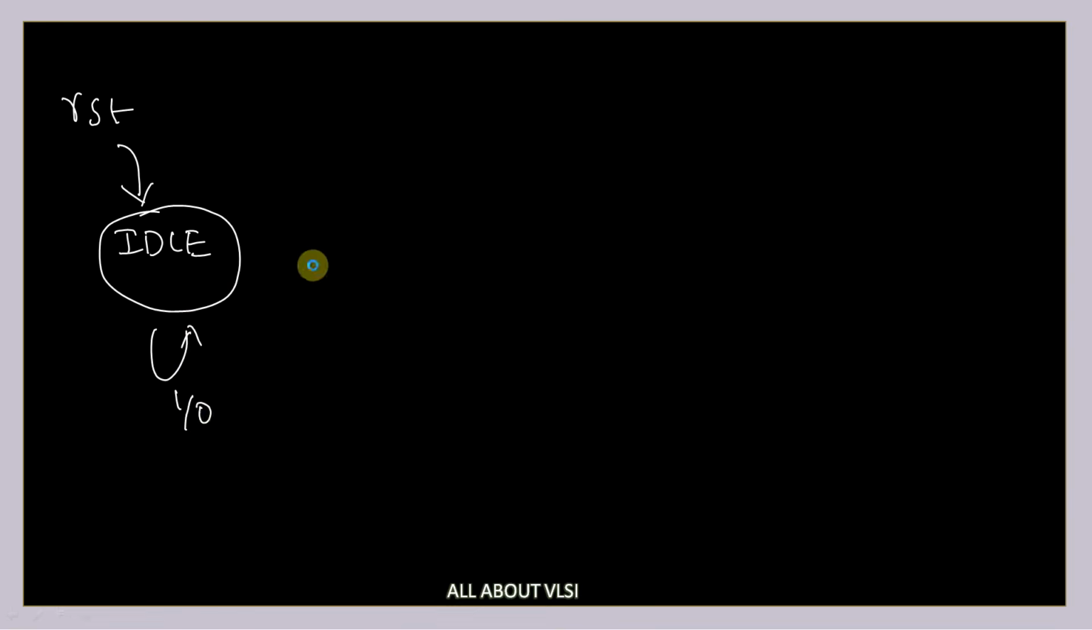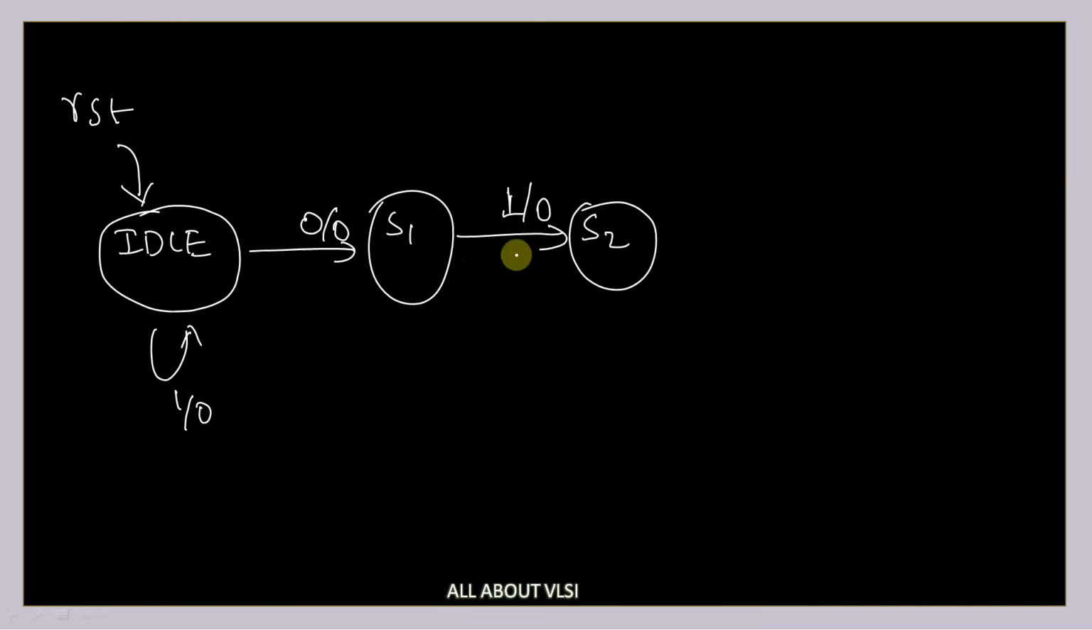If I apply my reset signal, I go to a state known as the idle state, and if I apply one more 1, I stay in the same state and the output is equal to 0. But if you apply 0, you go to the next state, known as S1, and your output is still 0. If you are in S1 and apply one more 1, you go to a state known as S2, and the output is 0.